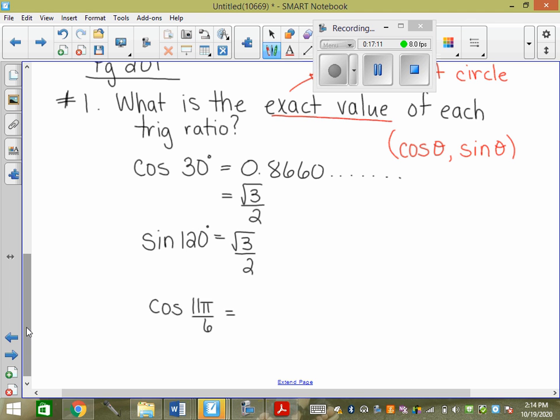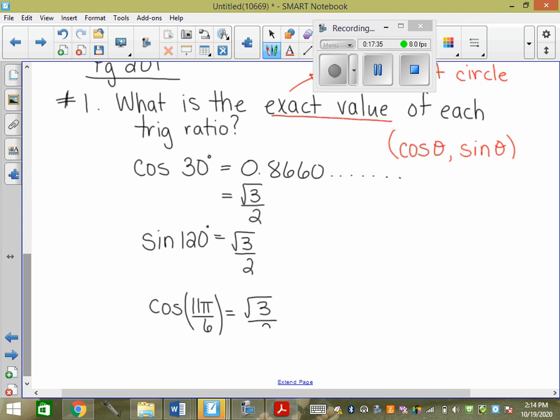So we're going to type cos 11 pi over 6 in our calculators. What do we get? 0.8660. So is it positive or negative? It was positive. It's in quadrant 4 and cos is positive. So it's root 3 over 2.